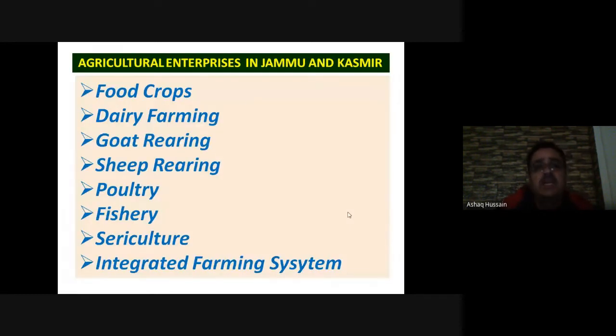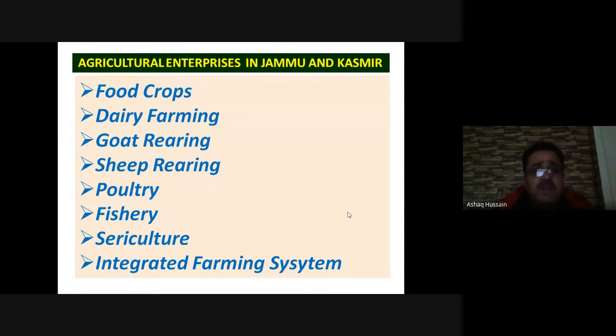The important agricultural activities in the Valley are the raising of food crops. Among the food crops, we have essentially rice, maize, and wheat. In Jammu province and in Kashmir, we have mainly rice, and in the hilly areas, maize is grown by the farmers under rain-fed conditions.